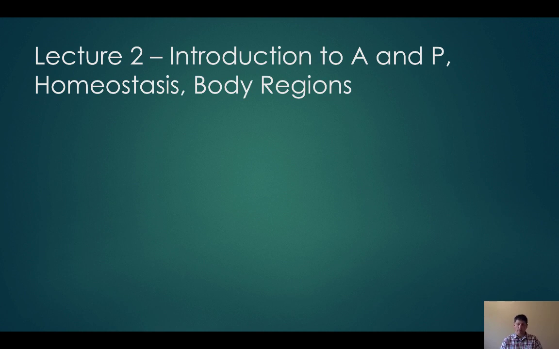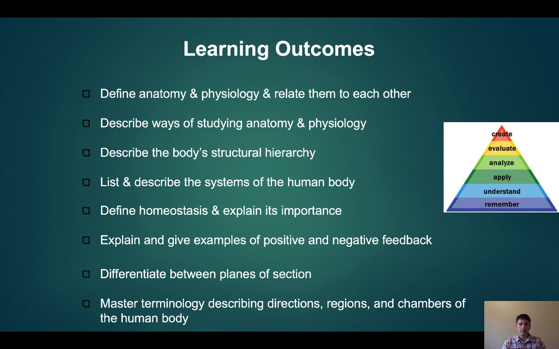So I should turn on my clicker here. All right, what we're going to be doing in this lecture, we're going to be going over these learning outcomes, okay? So defining anatomy and physiology, ways of studying, the structural hierarchy that is our bodies. We're going to basically start from the bottom and kind of work our way up. We'll be describing various systems of the body, really spend some time on homeostasis, and then we're going to learn about positive and negative feedback. This is one of those topics that kind of always trips people up, but it's really important in our applications in this semester. So you really need to spend some extra time on that.